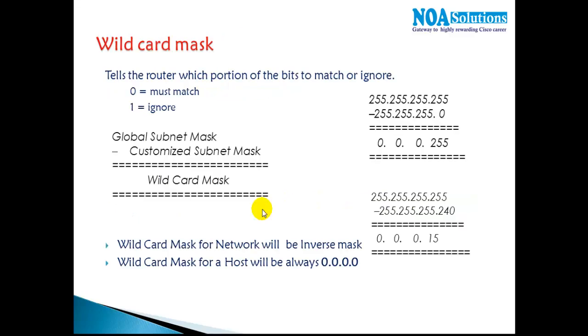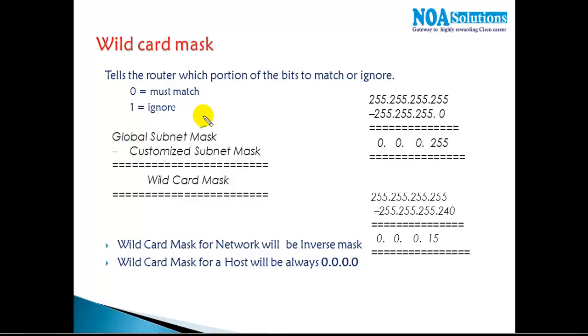Now wildcard bits is something we need to define, but before we define the wildcard bits, we need to understand what exactly wildcard bits or a wildcard mask is. A wildcard mask is used to match portions, and it tells how many portions to match or how many portions to check, where 0 means must match, and 1 means ignore.